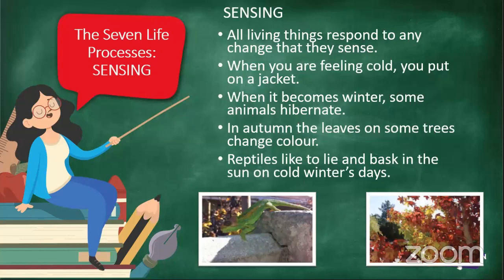There's another example I can give you of this. Some flowers react to the light, they open up, and when it becomes night or dark, they'll close up. So that's also sensing. When a flower closes when it's dark, but it opens up when it is light.